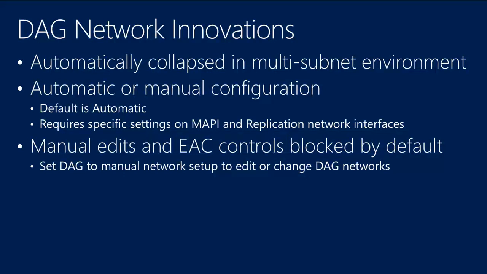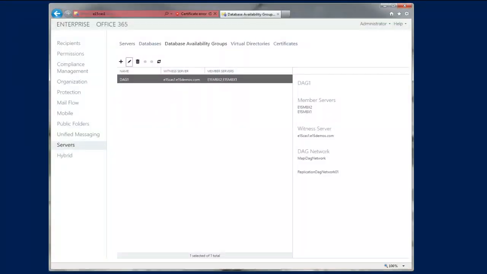In fact, by default, out of the box with 2013, all DAG networks are set to automatic configuration. Basically, a read-only configuration that is managed by the DAG. Now, the administrator can go in and change that to manual, and I'll show you how to do that in a minute. Then they can configure things, but out of the box, the behavior has changed. You don't get the same experience with DAG networks as you got with Exchange 2010. So, let me show you what I mean by that. So here's a DAG. Here we are in the Exchange Admin Center. If you haven't seen this before, this is the primary web-based interface for Exchange 2013.